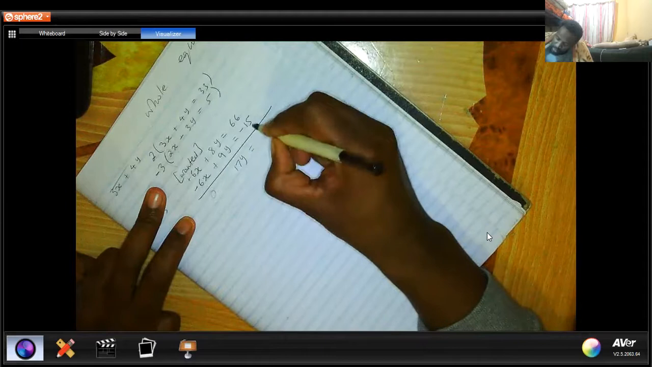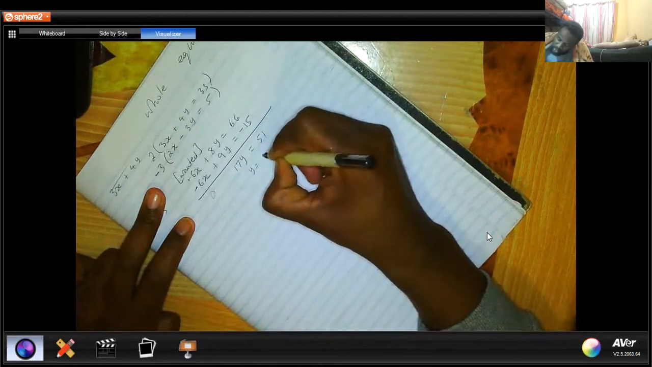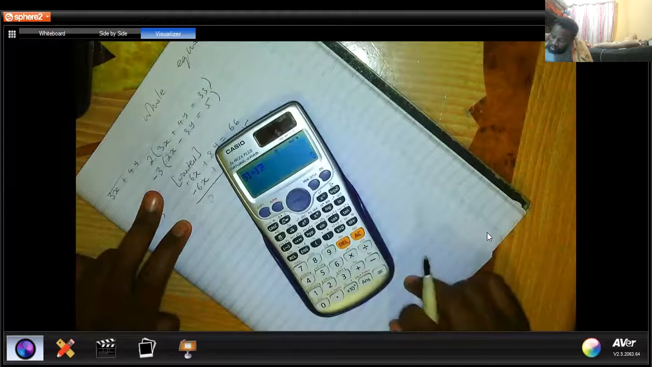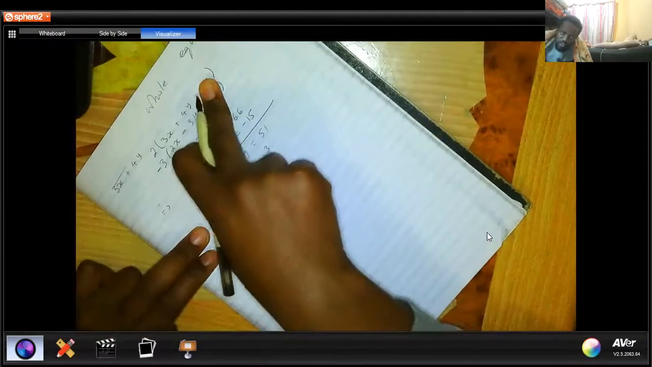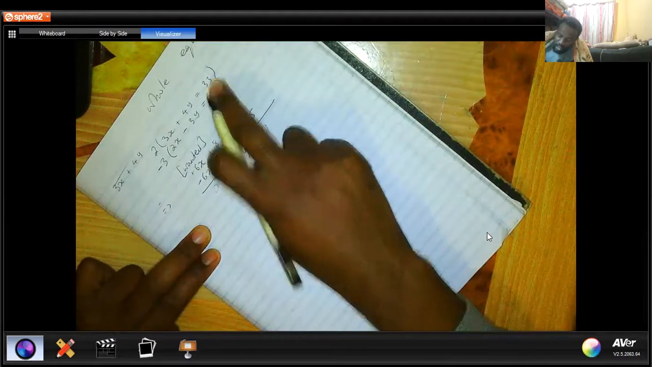Then 66 minus 15, which is positive 51. Then y is 3. When you use the calculator, 51 divided by 17, you will notice it is 3. And then we are saying use any of the two equations. Now, we used 1 for the first one. I'll use 2 now.